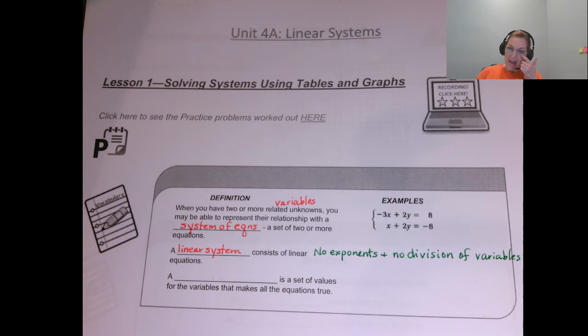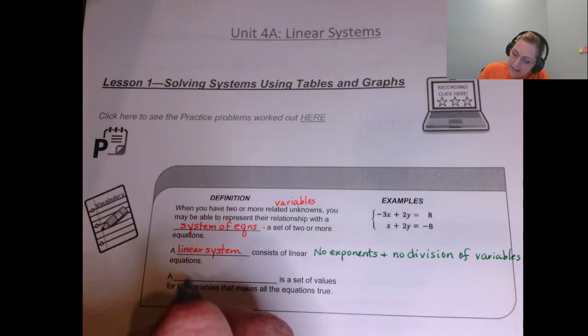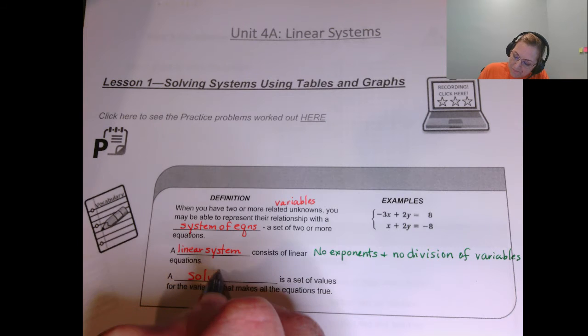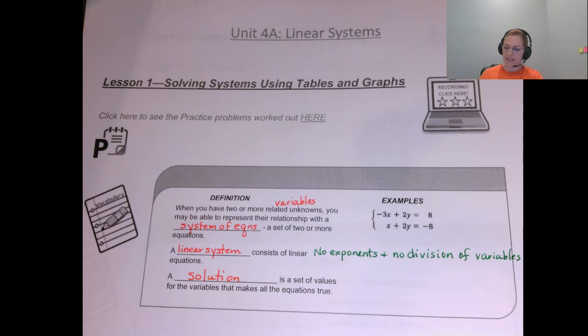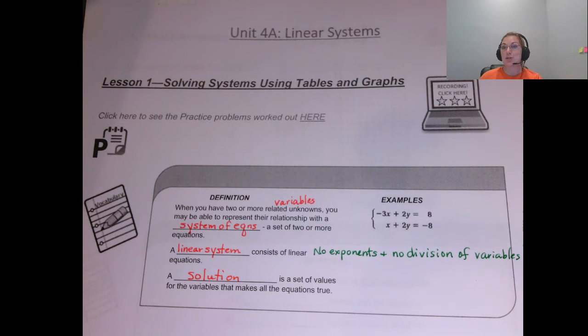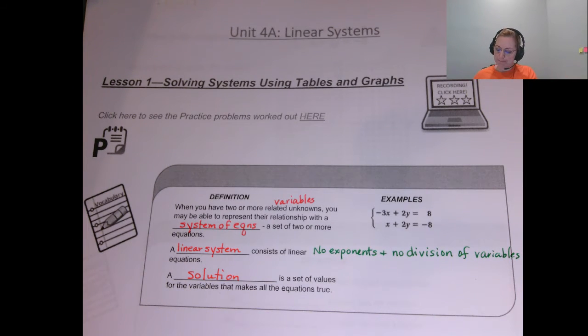Okay. And then a solution is a system of values for the variables. A solution is a system of values for the variables that makes the equations true. So we have some good language here. You'll want to know what the language means as we move forward because it's going to help you know what the question's asking. It's going to help you know what to do with these equations.